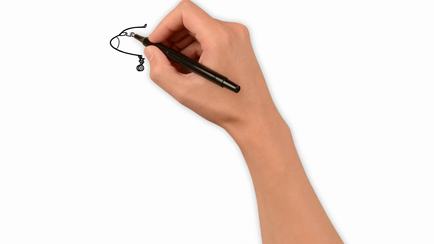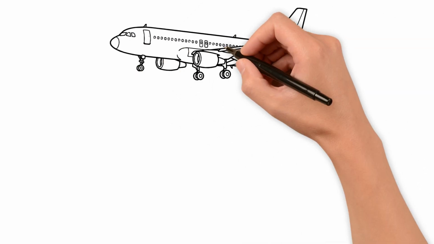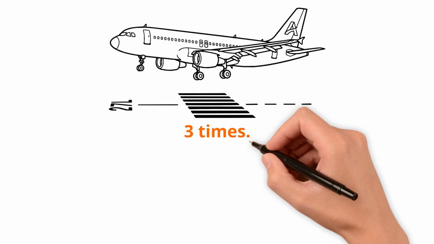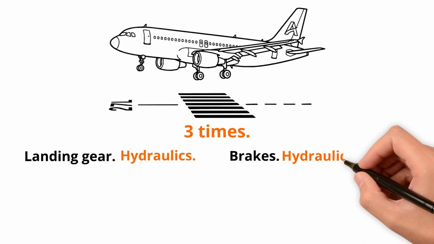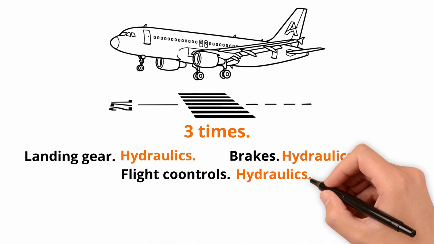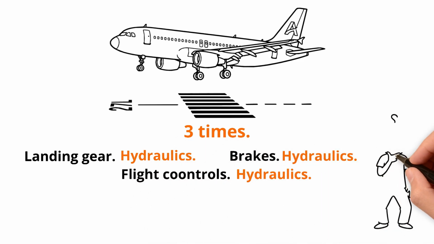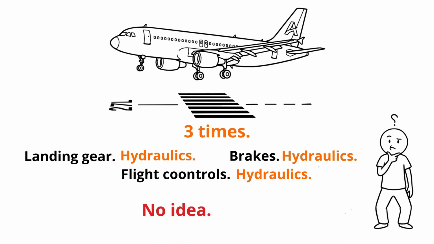Every time you land on a commercial aircraft, hydraulics saved your life at least 3 times. When the pilot lowered the landing gear, hydraulics. When the brakes brought you to a stop, hydraulics. When the flight controls kept the aircraft stable on approach, hydraulics. And most passengers have absolutely no idea any of this is happening. By the end of this video, you will.